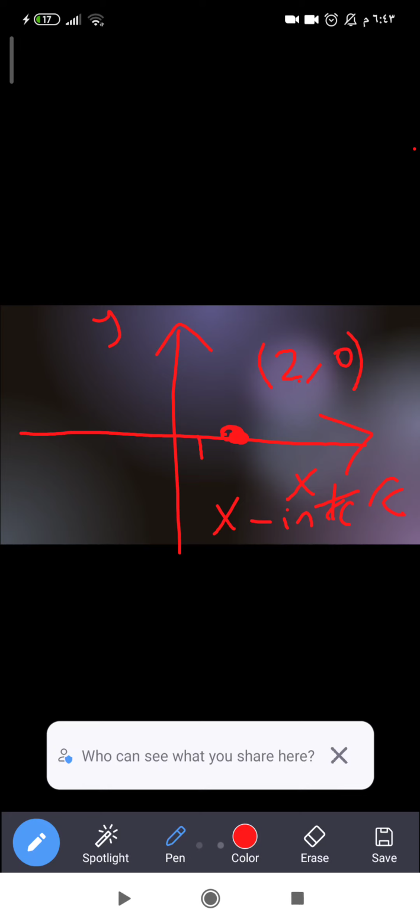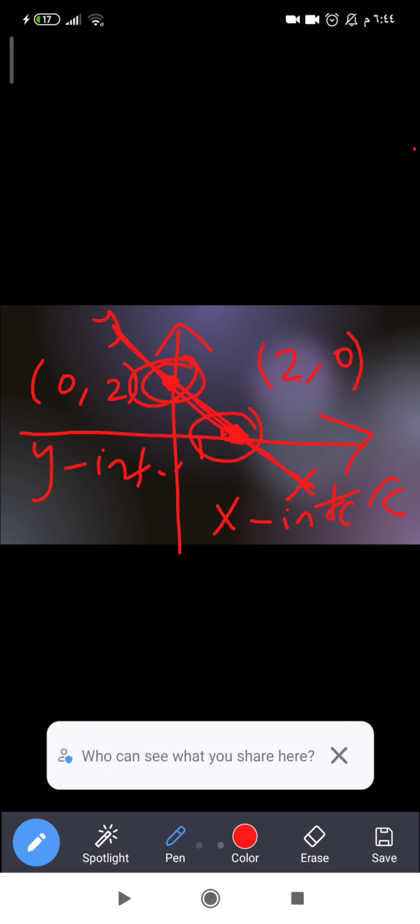okay? And another point located on the y-axis, so let's see (0, 2). Now this point is called the y-intercept. Let's see a line, okay? So the line has an x-intercept and a y-intercept, okay?